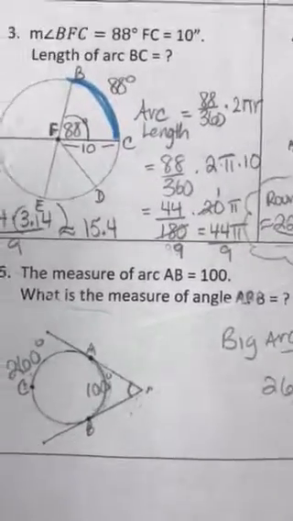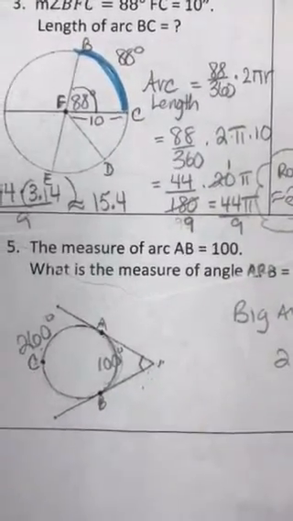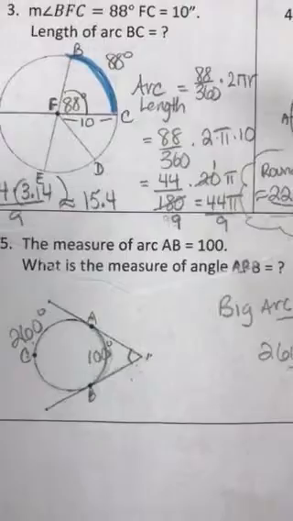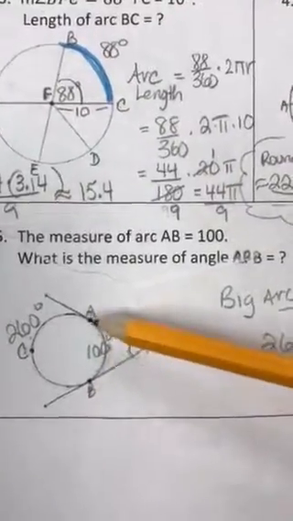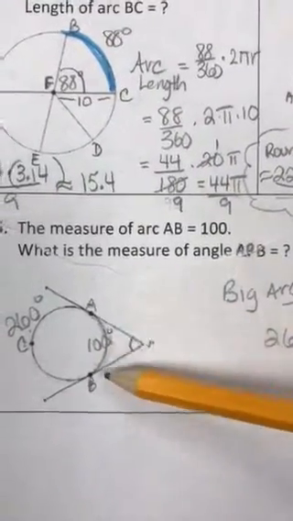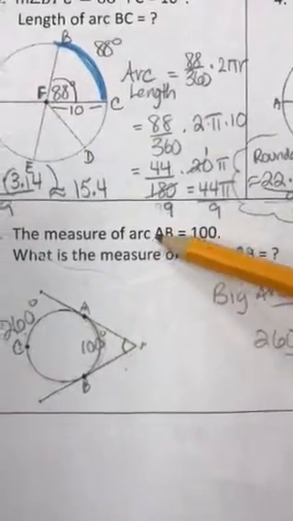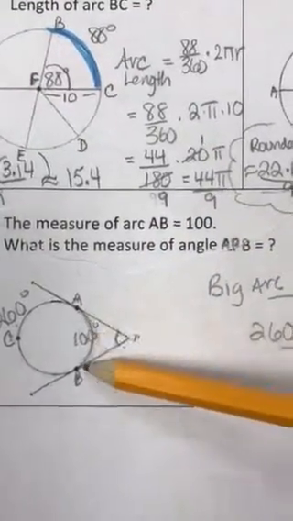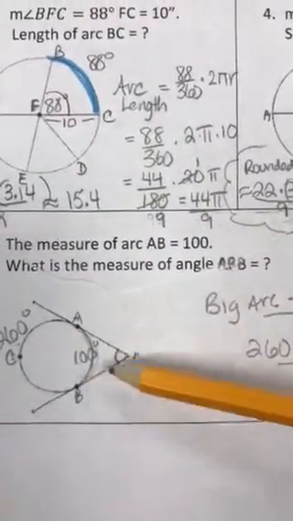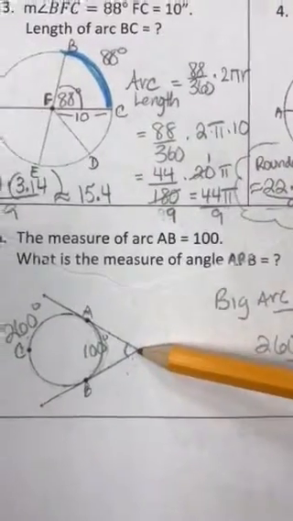Let's take a look at number 5. The problem is actually already done, but I'm going to walk through it. The measure of arc AB is 100, so I had to write that in. It wasn't given just up here. So you write 100 in for AB. What is the measure of angle APB? We're looking for this angle here.